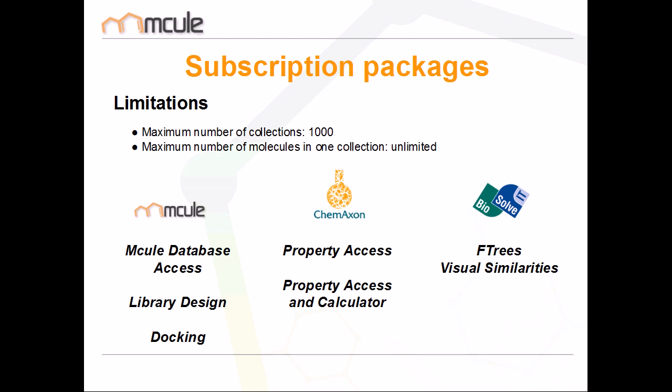And in this case, these properties are calculated by default parameters. But if you want to calculate these properties using some custom parameters, for example, you want to calculate some charges at pH 4 or pH 5 and not at pH 7.4, then you can subscribe to a property access and calculator package, which will also allow you to calculate these properties with any kind of parameters if you like.